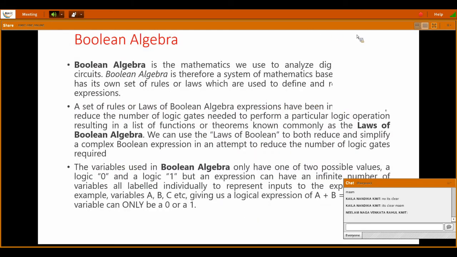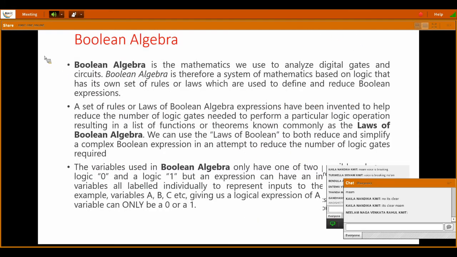Okay, now if you see here, Boolean algebra. What is Boolean algebra? Boolean algebra is the mathematics we use to analyze digital circuits or digital gates and circuits. Boolean algebra is therefore a system of mathematics based on logic that has its own set of rules or laws which are used to define and reduce Boolean expressions.